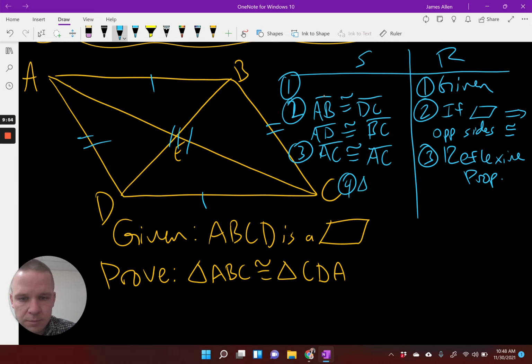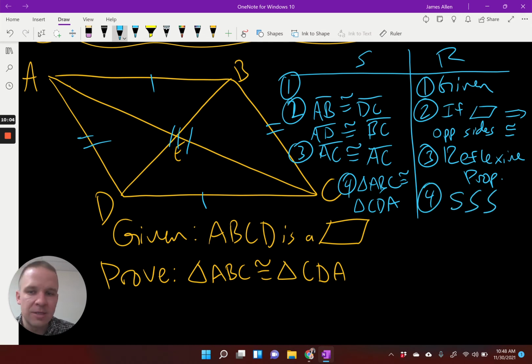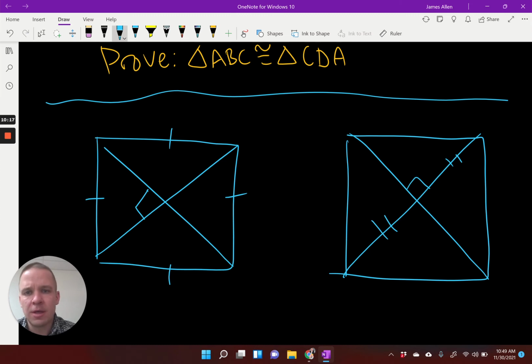Step 4 will be triangle ABC is congruent to triangle CDA. And my reason would be, I got 4 sides, don't I? Side, side, side. If you were to have done angle ABC and angle ADC congruent by if a parallelogram, then opposite angles congruent, you'd be doing SAS, S-A-S. Lovely.